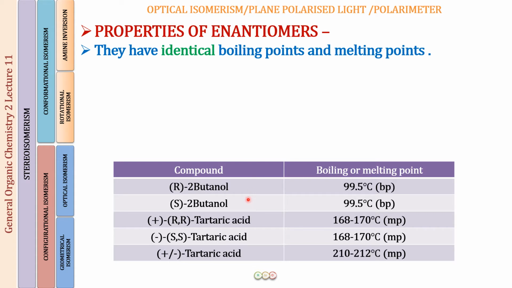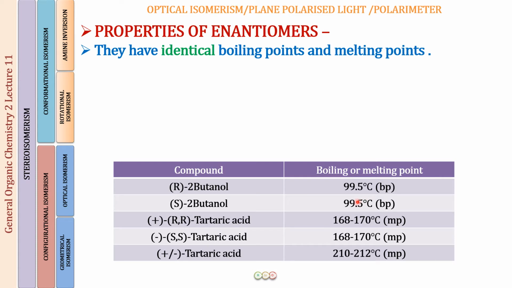Now those compounds A and B, what we are referring to over here is an R-2-butanol and an S-2-butanol. Why we are calling them R and S is something that we still have to learn. We will learn that, do not worry. But what you can understand now is that if you look at the boiling points and the melting points of these two enantiomers, which are known as 2-butanol, they have the same boiling point of 99.5 degrees Celsius, and they will also have the same melting point.